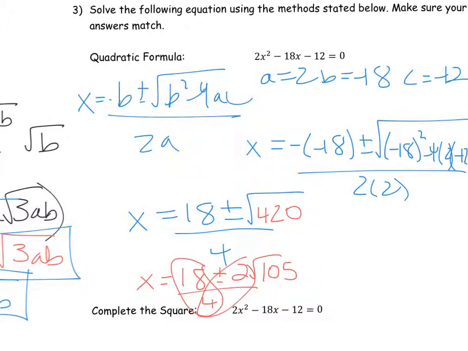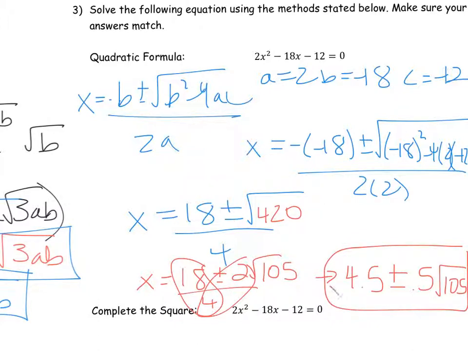Now this can be broken down. 9 over 4 is really 4.5 plus or minus 0.5 radical 105. So that's really what your answer is: x equals 4.5 plus or minus 0.5 rad 105. If you're a fractions person, you can also write it like this: x equals 9 over 2 plus or minus 1 over 2 radical 105. These are your two answers.